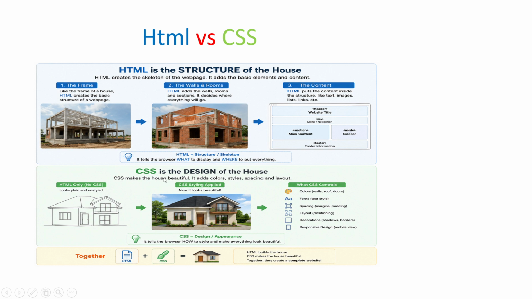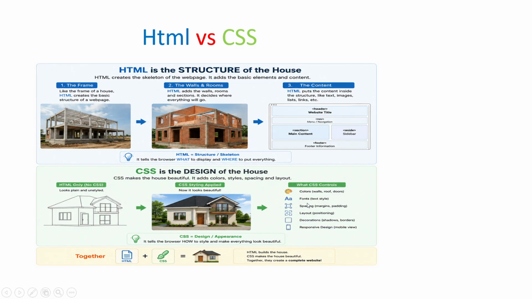But when you come to CSS, CSS is the design. HTML only is not suitable, but when you put in the CSS, the house looks better. When you have just HTML, it looks plain and unstyled. This is the house without CSS. But when you put CSS, you paint the roofs and the walls, and the windows are laminated and all that. The house looks better, and that's how CSS works. CSS makes the house beautiful. It adds colors, styles, spacing, and layouts.